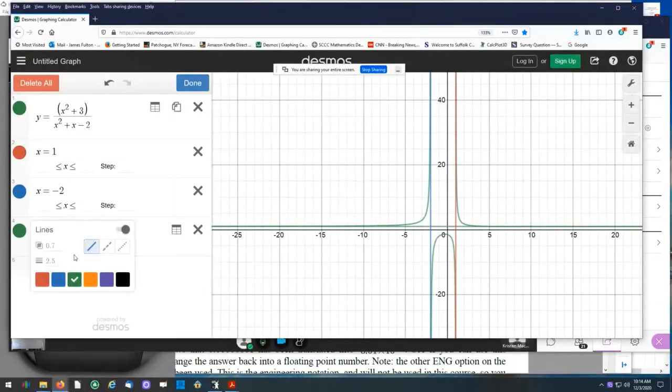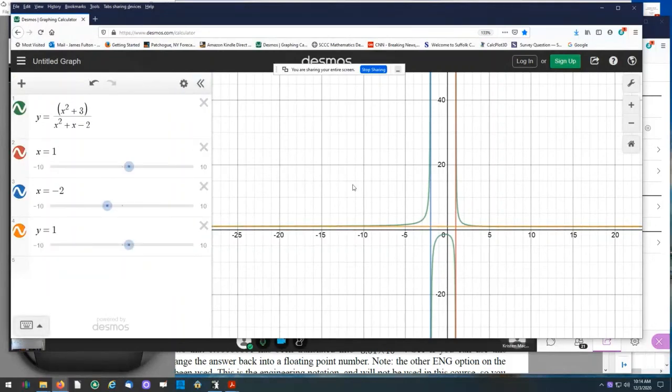Let's get them different colors over here. Make that orange, I guess. And let's make a function here.